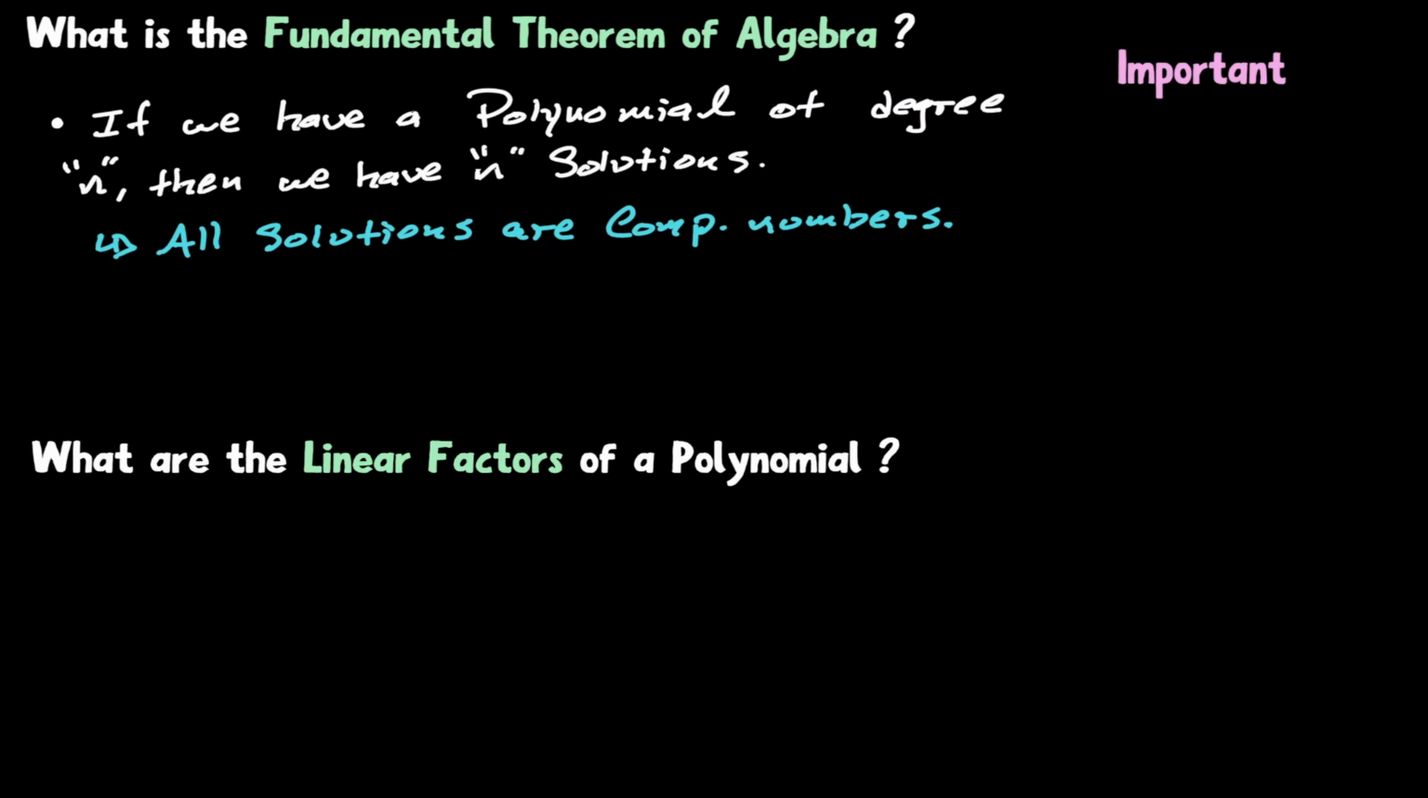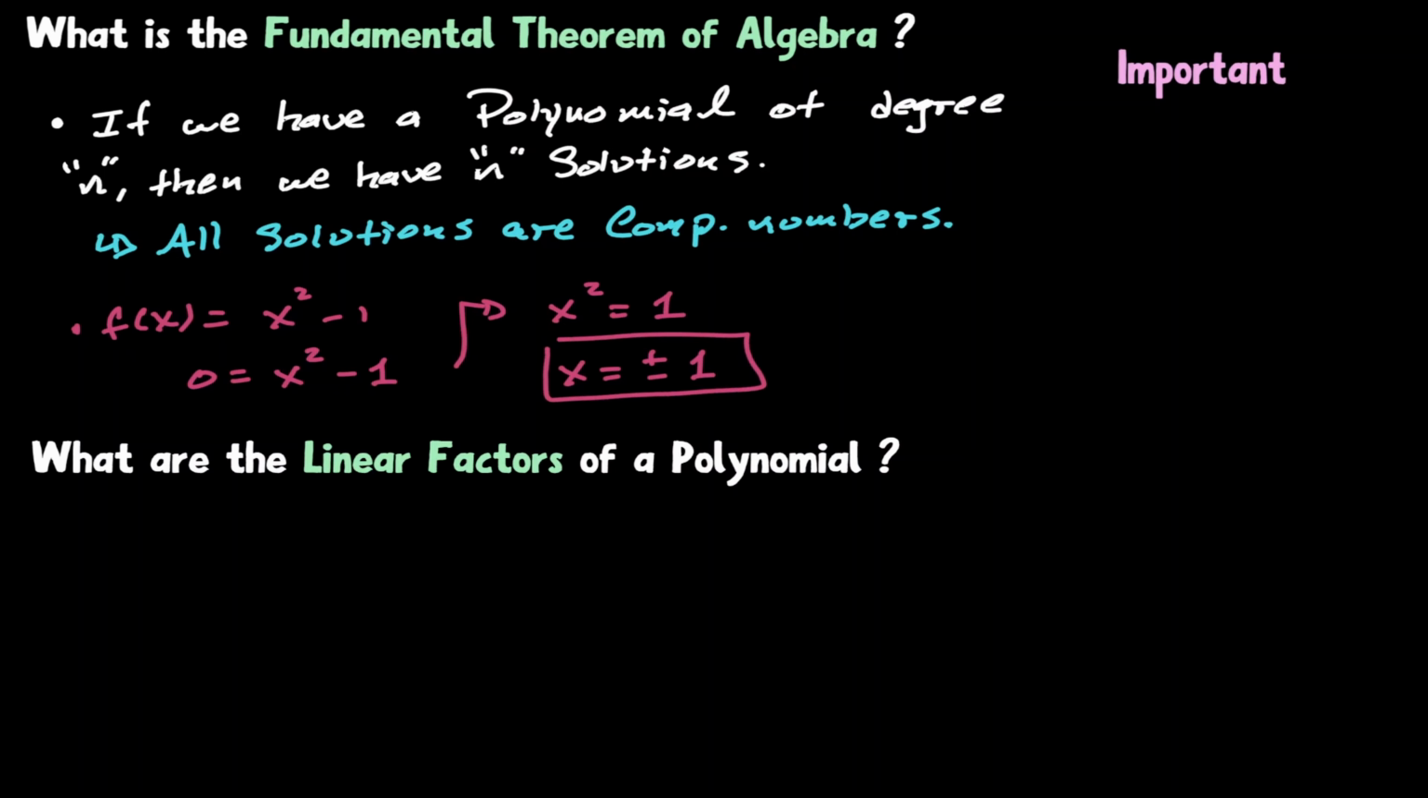Well, let's illustrate that idea. So let's say that we have the function x squared minus 1. If we solve for this, we can move the 1 to the other side, and then have x squared equals 1. And when we take the square root of that, we're going to get two solutions, plus or minus 1. The highest degree was 2. We have two solutions, so it checks out.